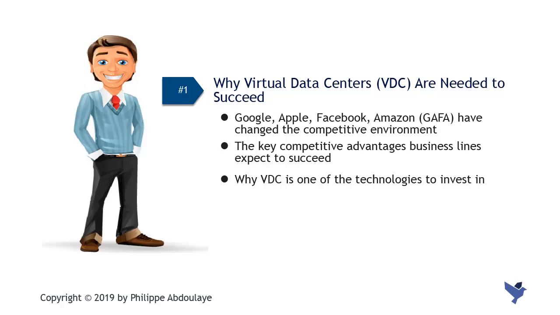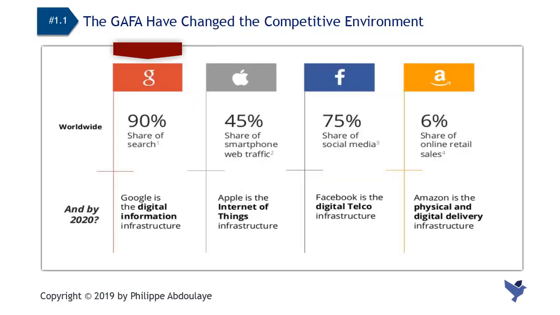We're going to discuss how the GAFA, Google, Apple, Facebook, Amazon, and the tech startups out there are changing industries and the competitive environment. We'll also talk about the key competitive advantages businesses need to succeed, as well as the fundamental reasons businesses should invest in AWS VDCs. At the end of it, you're going to get the big picture of the competitive challenges most businesses face around the globe. Most people have heard about how the GAFA are hitting the global economy, but very few are aware of the scale of what is actually happening. Let me give you an idea of what is going on.